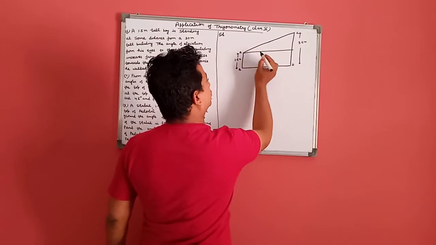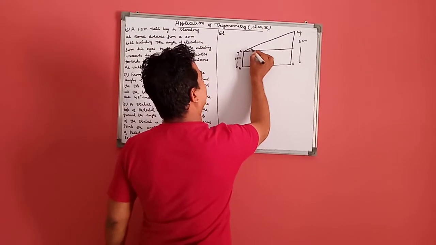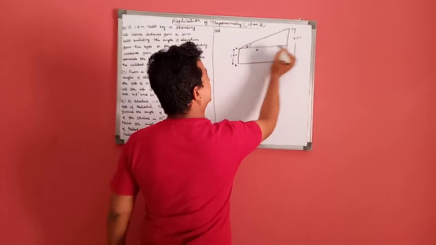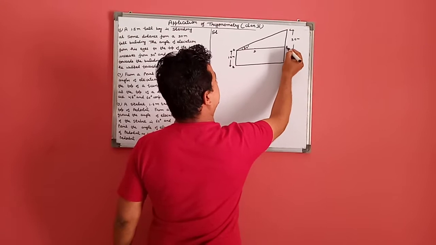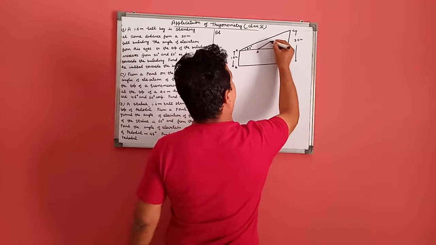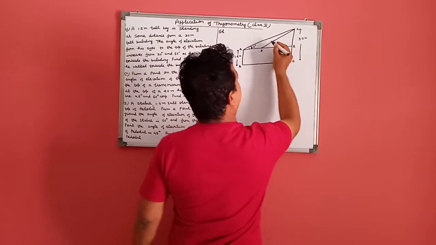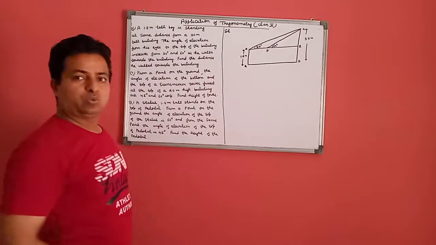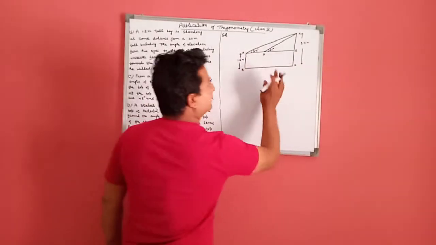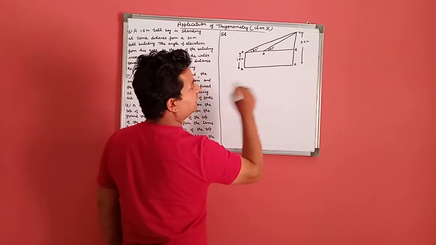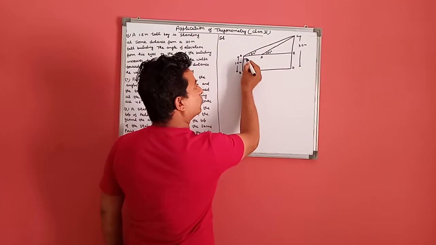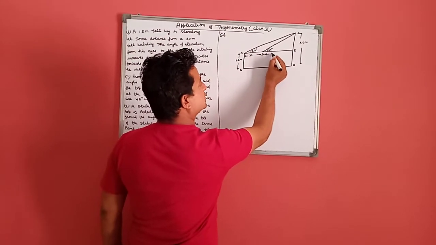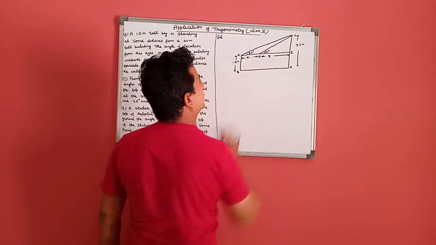When he walks towards the building, this is the angle of elevation, 30 degrees. When he walks this distance to D, this is E, the angle of elevation increases. As we see in the diagram, when we move towards the building, the angle of elevation always increases. We are required to find this distance x. Let us suppose this distance is equal to y.